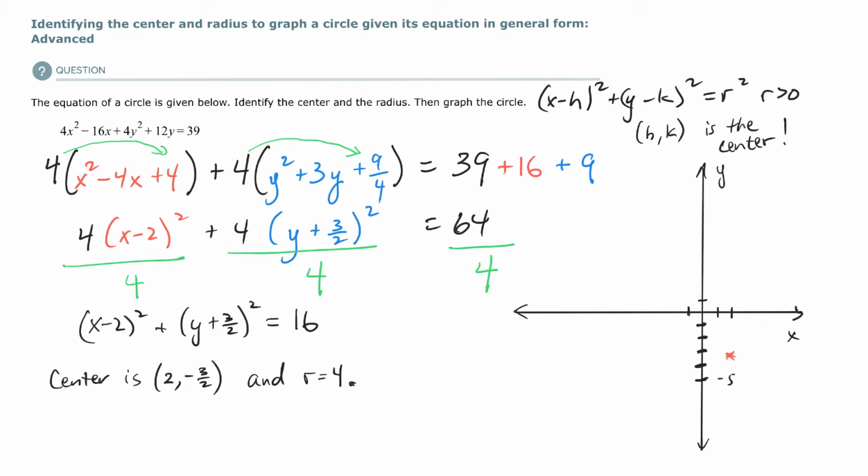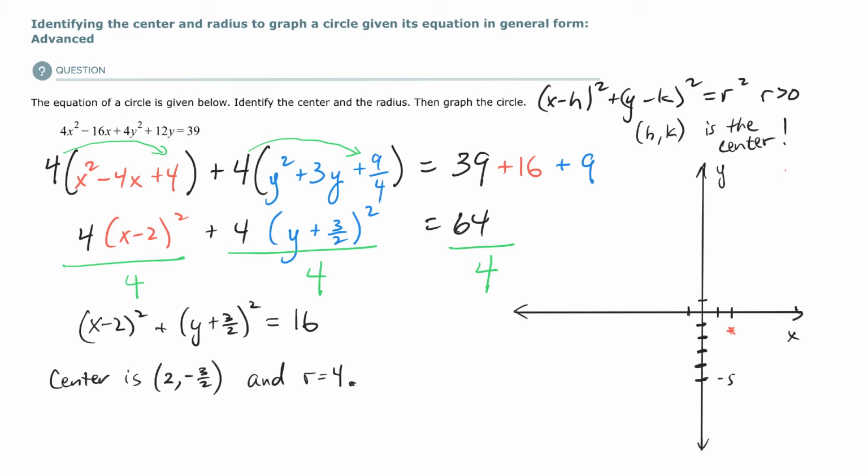So, oh, -3 halves. Excuse me. I must be having an off day. Let's try that again. 2 and -1 and 1/2. 2 and -1, right there. Yeah, there we go. That's much better. I marked it with a little star. That's the center. So that's -1 and 1/2.